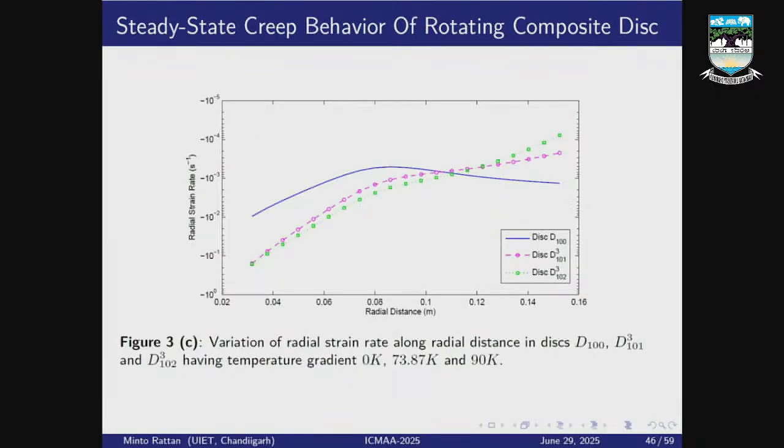From the figure 3c, we can see clearly that with the change in temperature distribution, the radial strain rate is affected significantly for disks having increased temperature gradient of 0 Kelvin, 73.87 Kelvin and 90 Kelvin. For disks with linear and non-linear profiles, the radial strain rate decreases near the inner radius and on the other hand increases near the outer radius in comparison to disks with uniform profile.